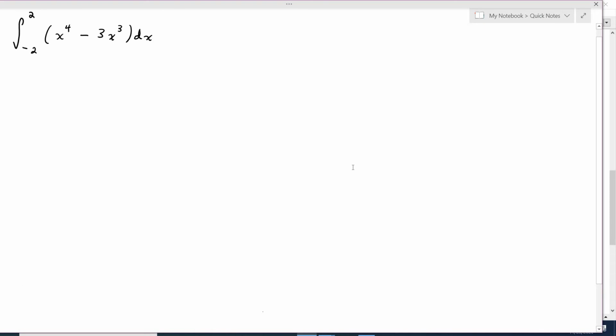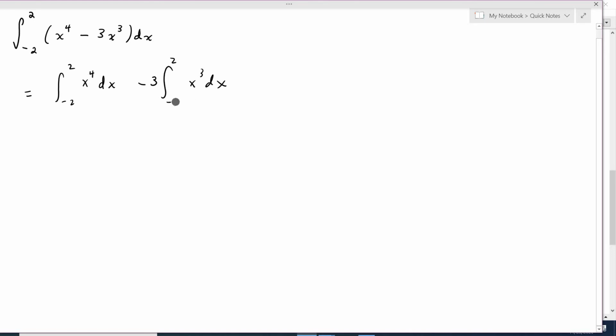Okay, so let's look at an example where we use this theorem. So let's say you wanted to find this definite integral. Okay, first of all, we can break this up across subtraction into 2 definite integrals. So it's this definite integral minus this one. Then you can pull the 3 out since it's a constant. And then notice here that you have an even function, and here you have an odd function.